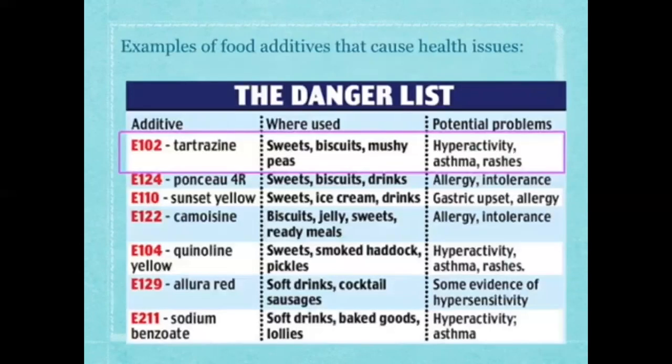There are some food additives that do cause health issues. One of them is the food coloring tartrazine, which has been shown to cause behavioral problems in children. Another one that you might be familiar with is sunset yellow, which you see in sweets, ice cream, and drinks. This has also been shown to cause gastric upset and allergies.